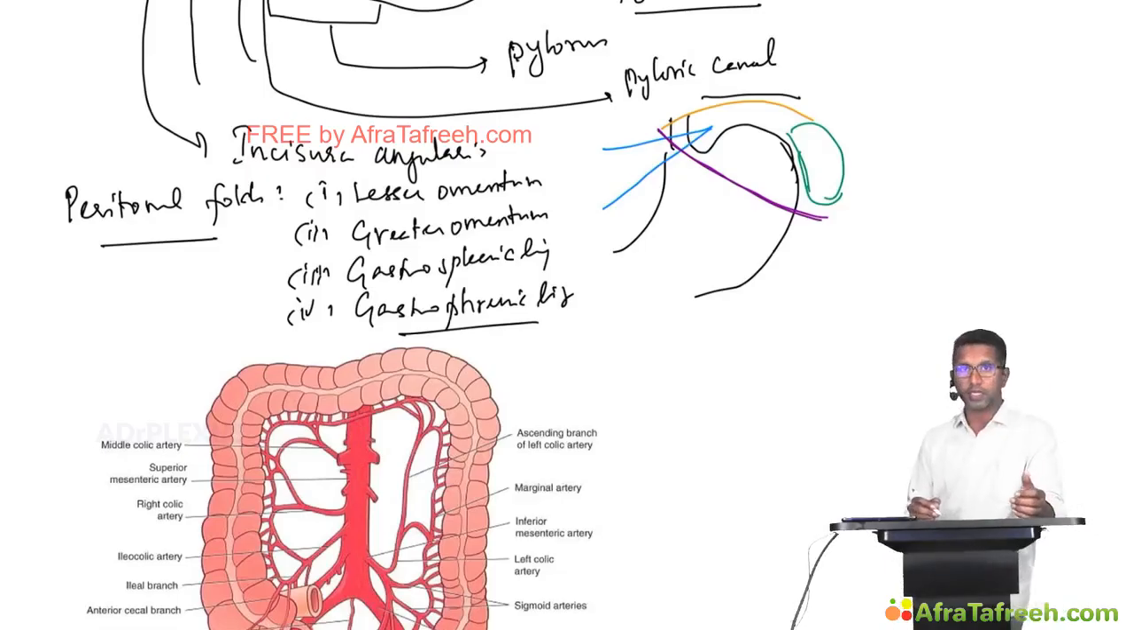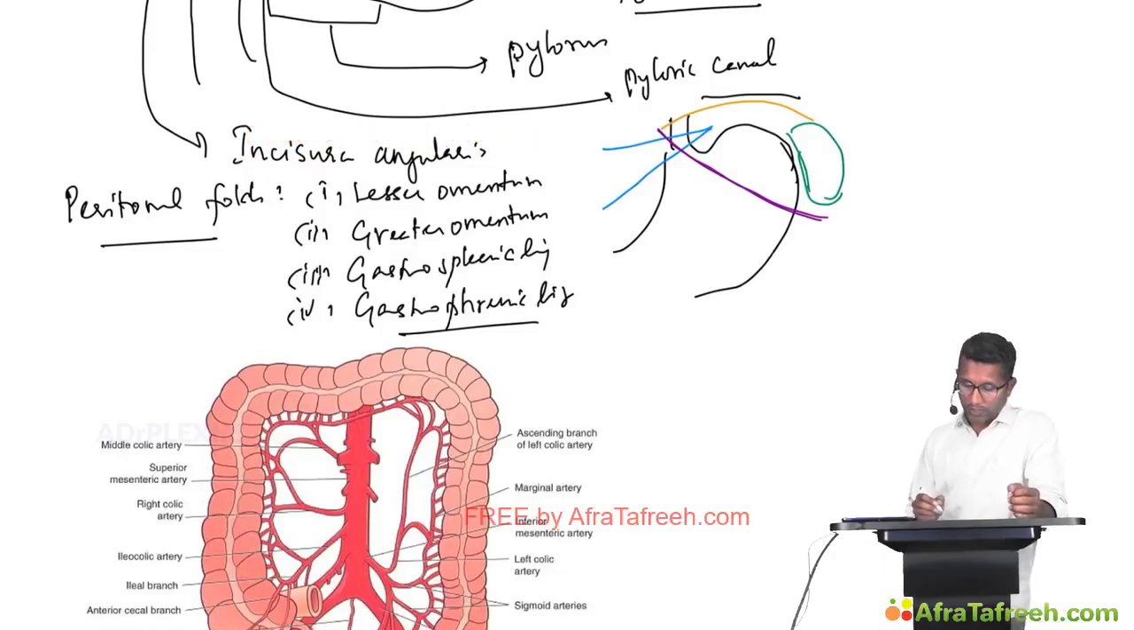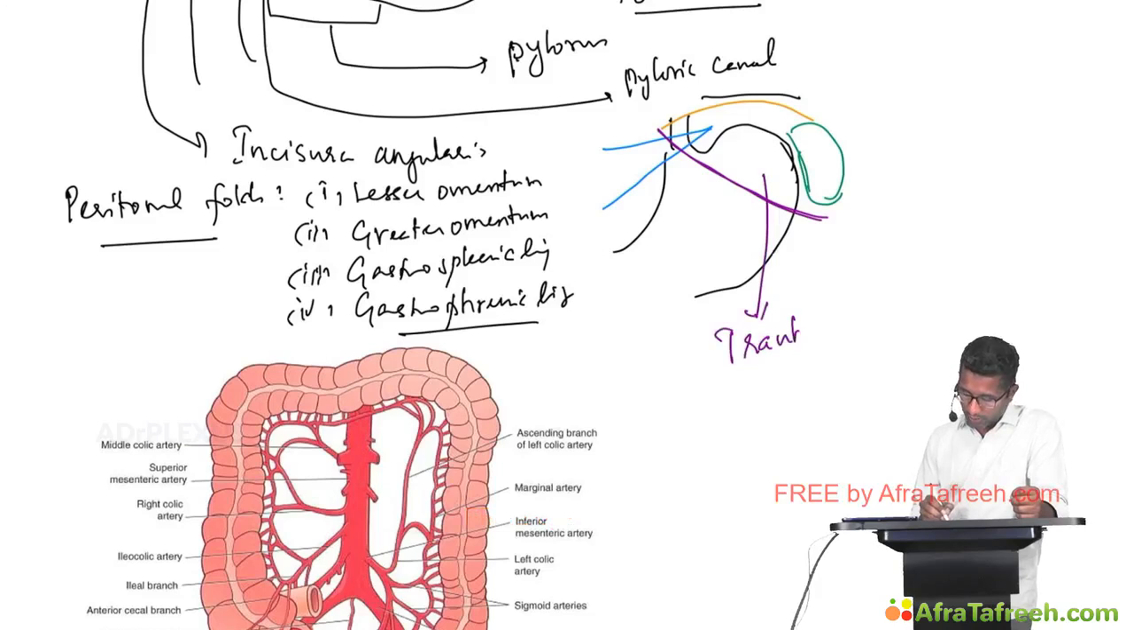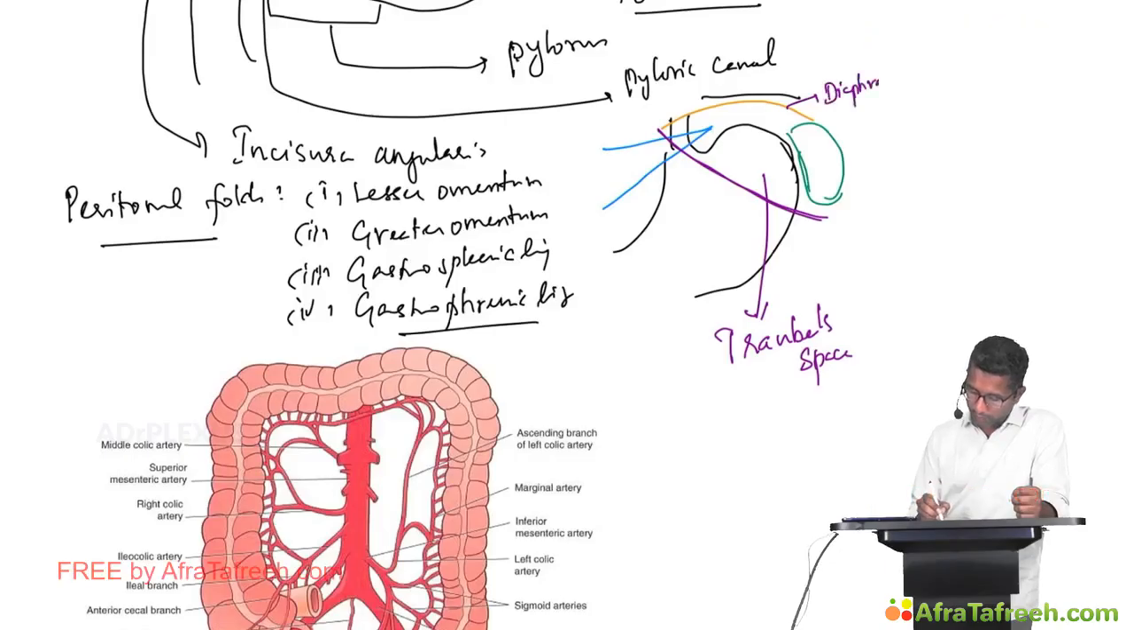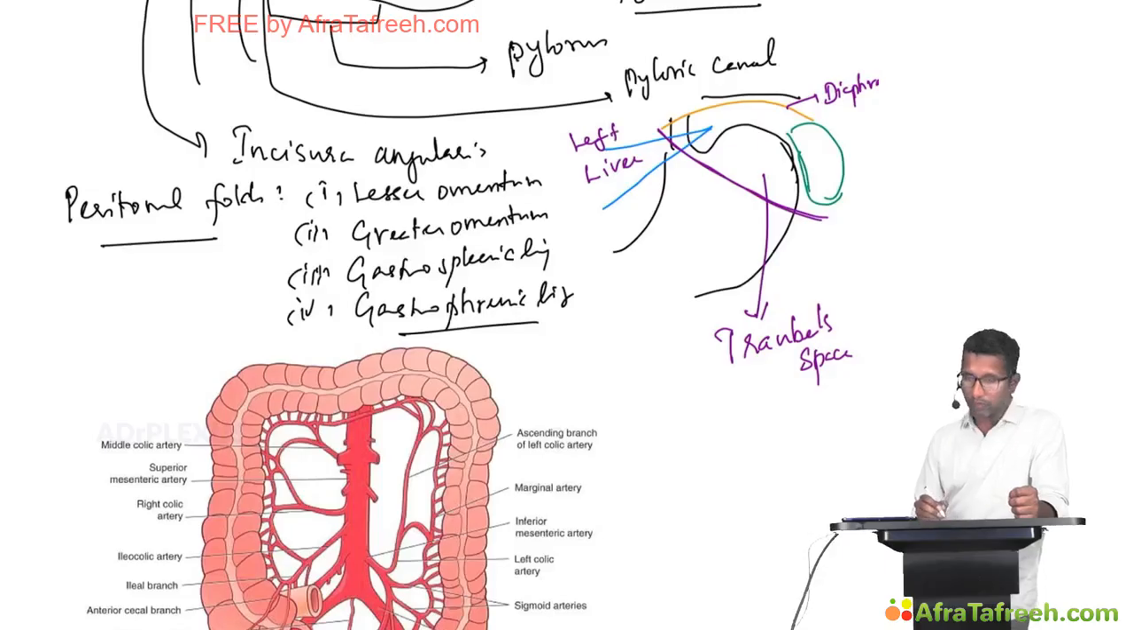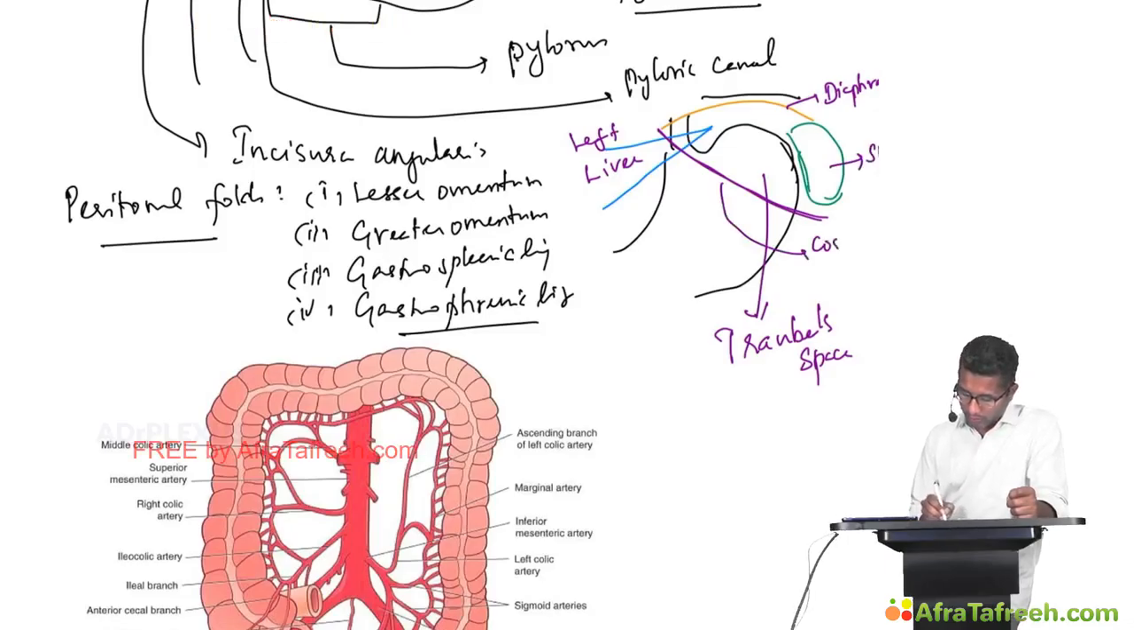Now you get a space here. What is this space called? Yes guys, what is this space called? This space is called Traube's space. Very good Anashwara, this is called Traube's space. This Traube's space is bounded on one side by the diaphragm, the pleura and the lungs. On the other side it is surrounded by the left lobe of the liver, on the left side it is related to the spleen, and anteriorly it is related to the costal margin.